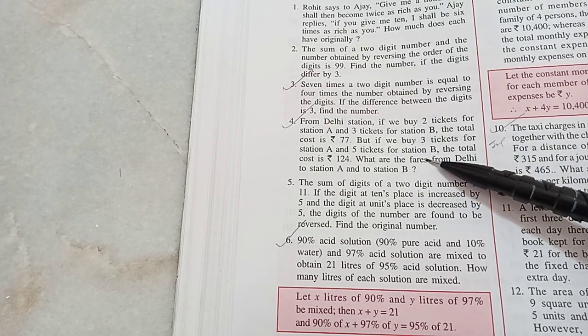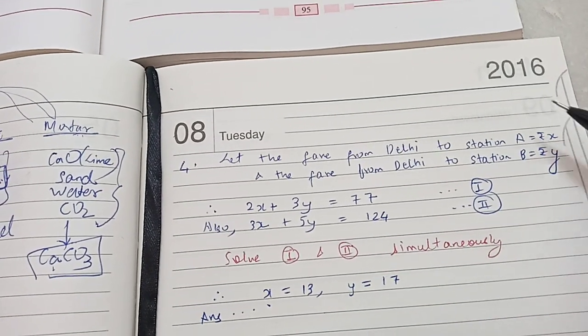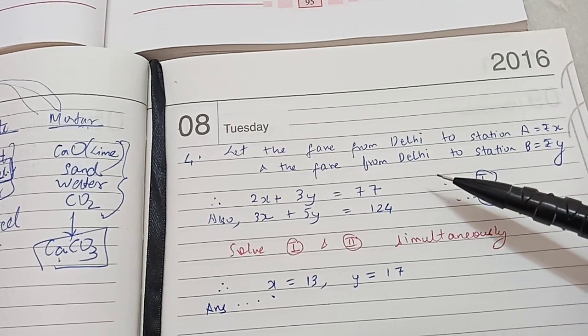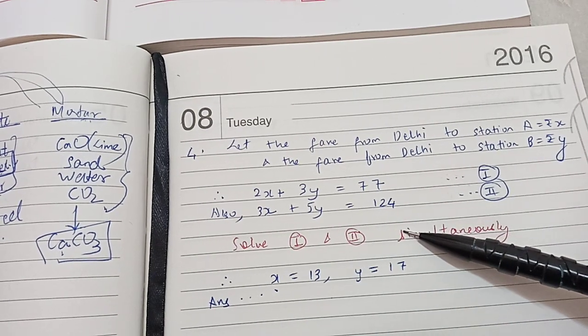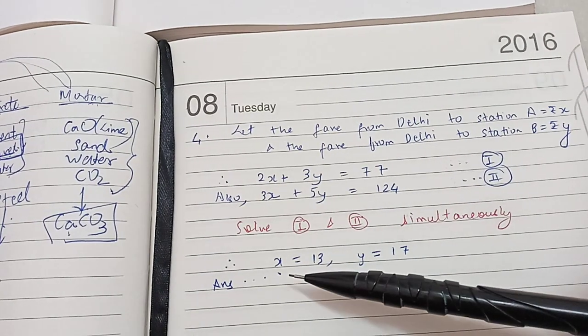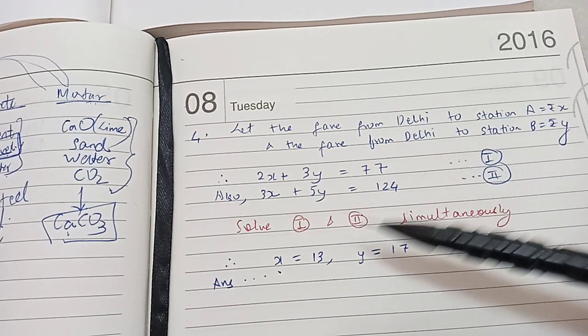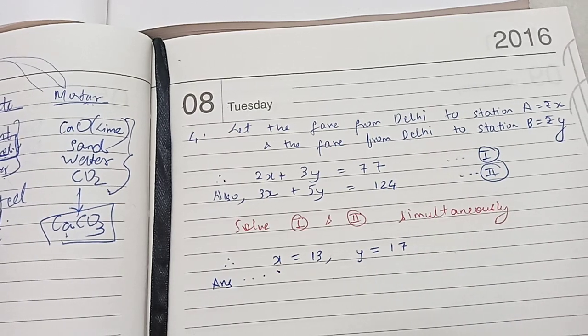So whatever is asked will be assumed as x and y. So that's the opening statement, the assumption of x and y. Then as per the two conditions, get the two equations. Solve them simultaneously, get the answers, and don't forget to write the final statement as well. That is, the fare from Delhi to station A is rupees 13 and to station B is rupees 17.